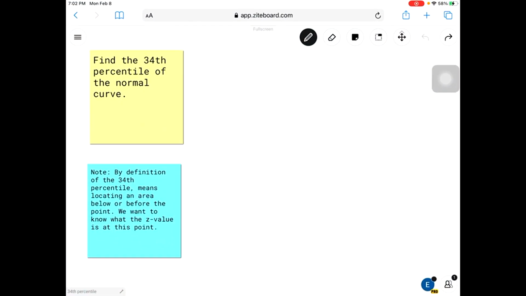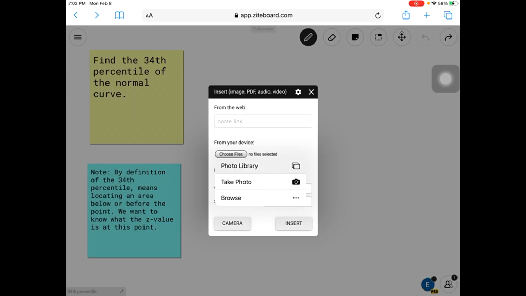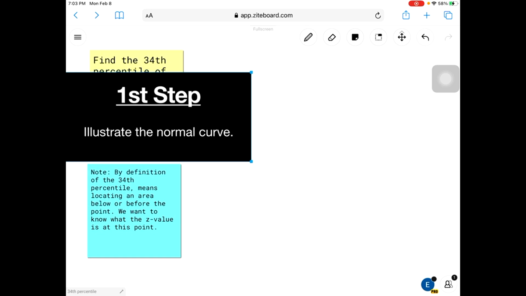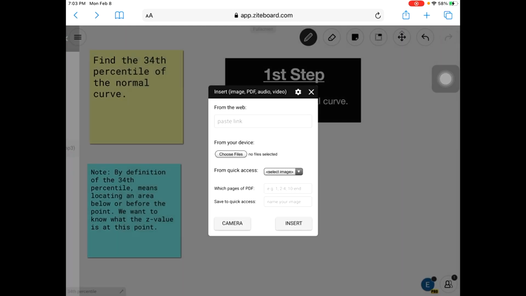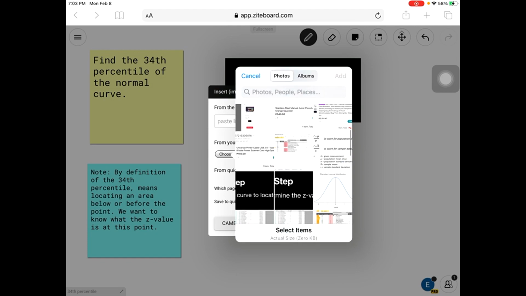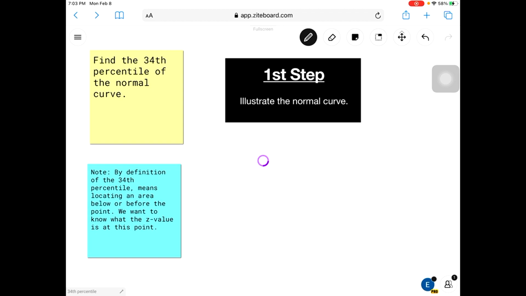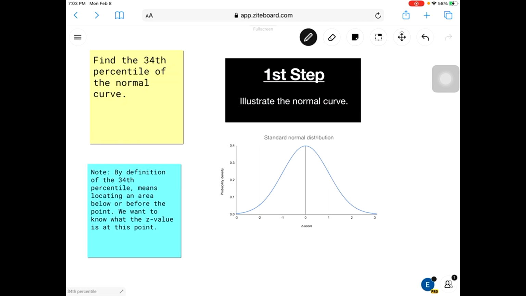So, locating percentiles under the normal curve. The first step is for us to illustrate the normal curve. Let's wait for it to load, and here we are going to insert an image of the normal curve.